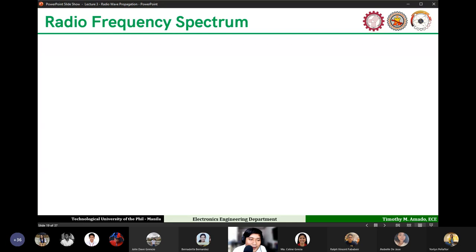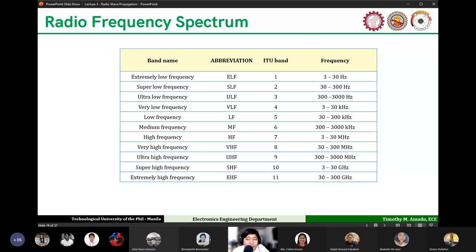So, now we can proceed sa radio frequency spectrum. Okay, so what is the radio frequency spectrum? There's nothing to discuss with this one, guys. Memorize nyo lang to. So dapat alam nyo kung anong frequency siya kapag sinabing high frequency, anong frequency kapag yung ITU band given a certain range of frequency. Okay? Pero hindi lahat ito guys ay ginagamit natin sa wireless communication. Ano lang ginagamit natin sa wireless communication?